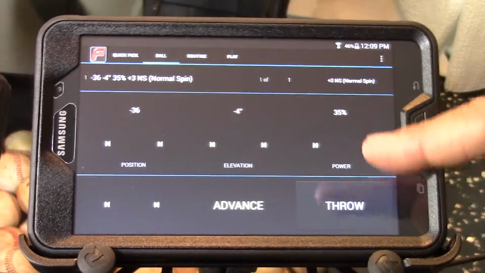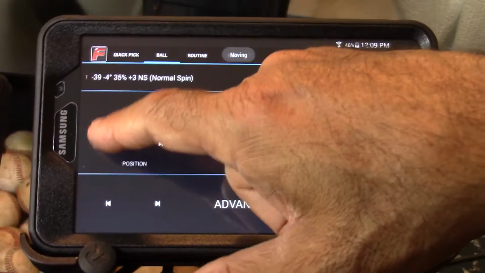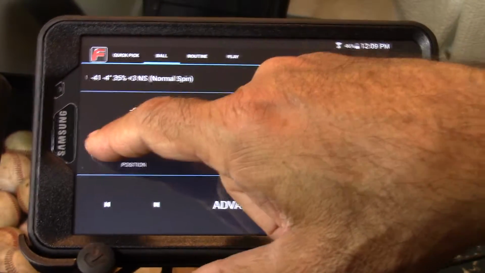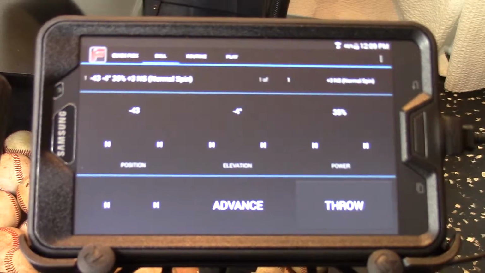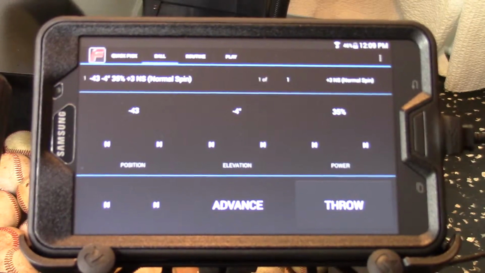And same thing with position. If I wanted to say a backhand to the third baseman, I would touch this and maybe put it at negative 42 or 43. So now this ball will be closer to the third base line.